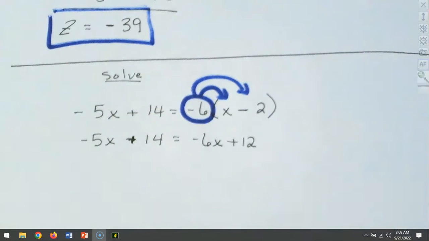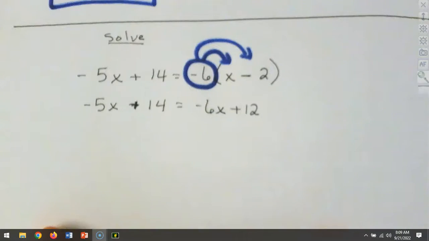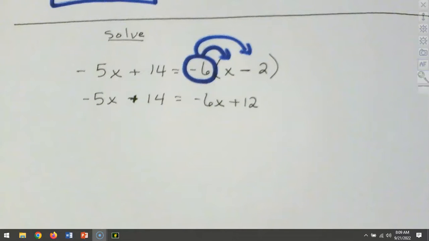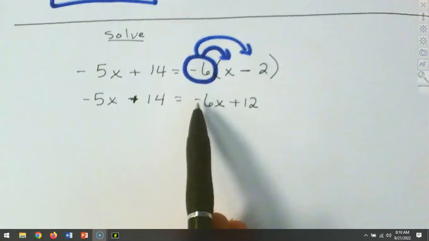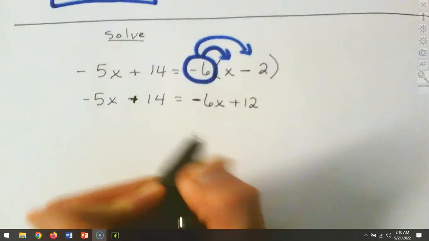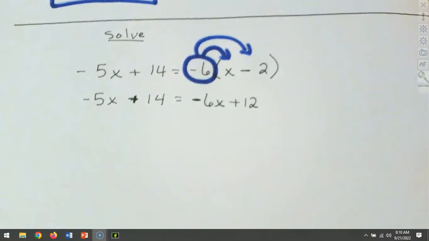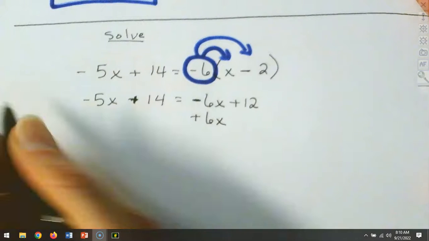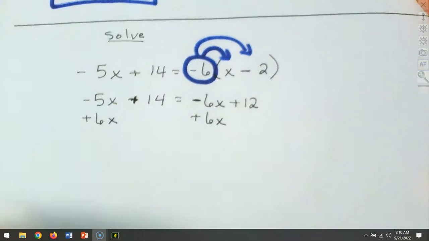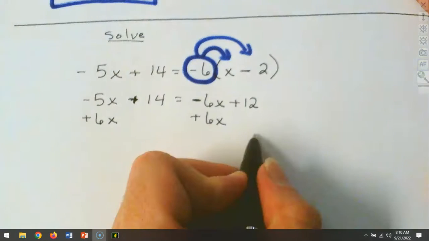Now we can use the exact same procedure that we used a moment ago to finish this out. So what needs to happen here? I generally start with the variables, but you can move the numbers. Doesn't matter. They both have to be done, but I usually start with the variables. So I'm going to go ahead and move this 6x over to join the 5x. Now, what do we notice about the 6x? The 6x is negative, right? So what's the opposite of a negative 6x? Positive 6x. So we always work in terms of opposites. So I'm going to have to add that 6x to each side.